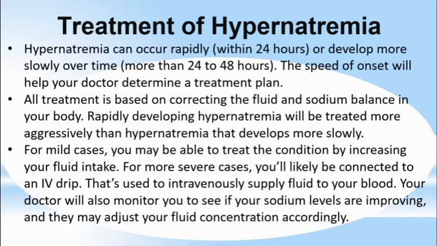It can be treated. Hypernatremia can occur rapidly within 24 hours or develop more slowly over time. It can take more than 24 to 48 hours. The speed of onset will help your doctor to determine a treatment plan. All treatment is based on correcting the fluid and sodium balance in your body. Rapidly developing hypernatremia will be treated more aggressively than hypernatremia that develops more slowly.